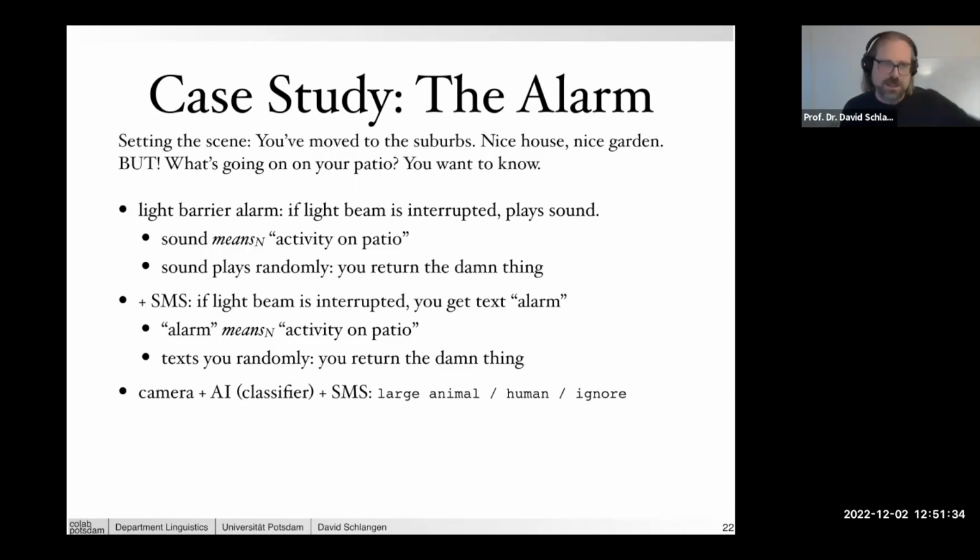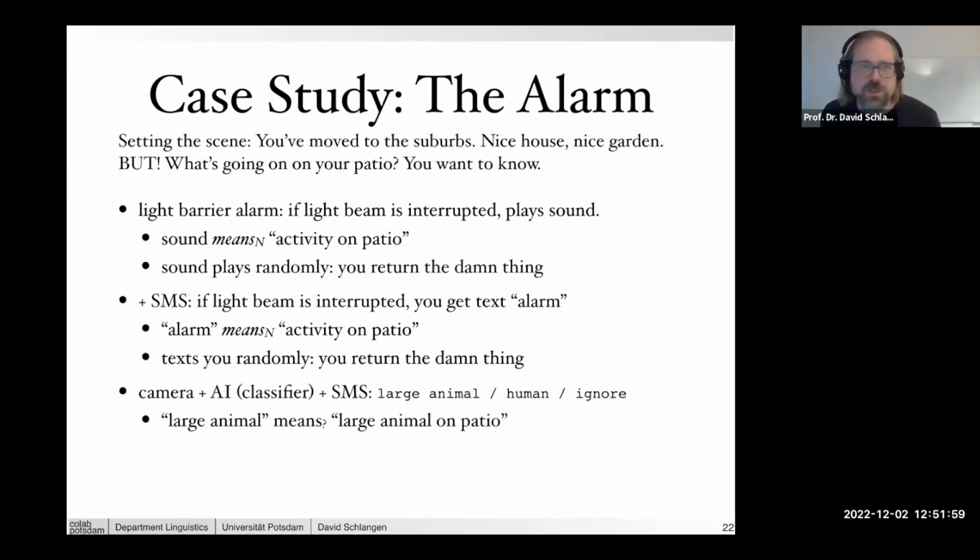and an AI system, a classifier, and this can do three things. It can send you an SMS if it has detected a large animal, can send you an SMS if it has detected a human, or it doesn't do anything if it has detected anything else. So my question now is, how does "large animal" now mean there's a large animal on the patio? Okay, so is this meaning N?